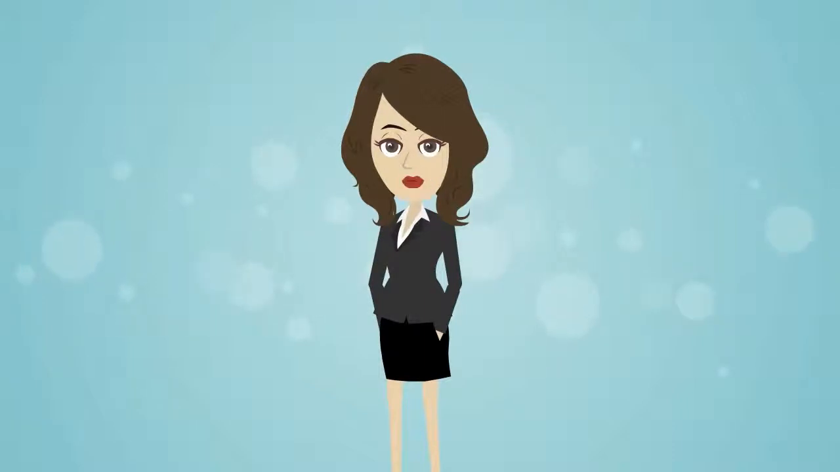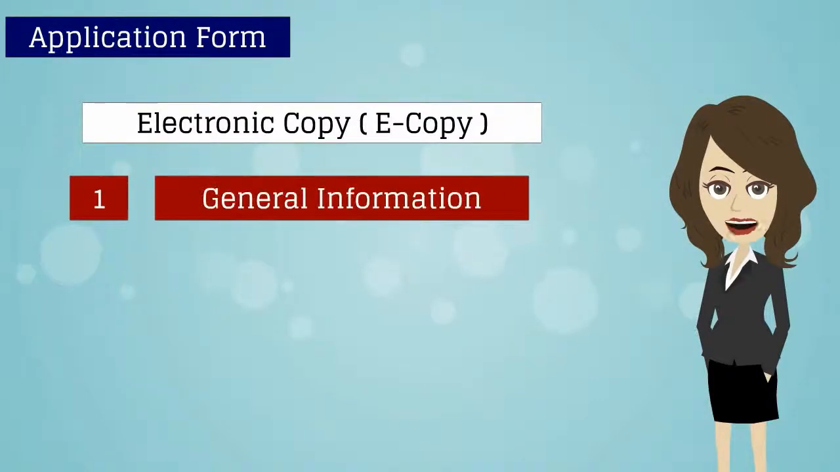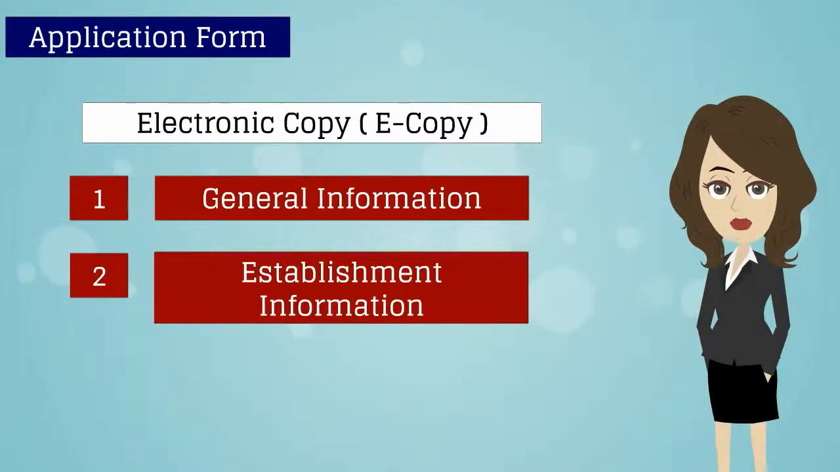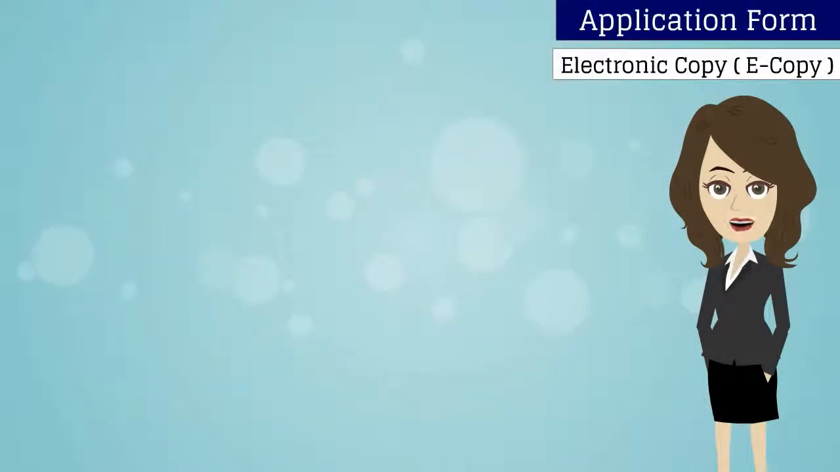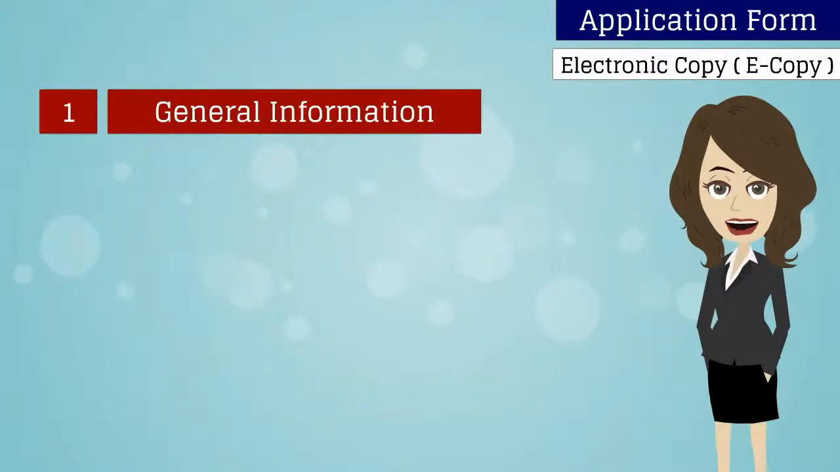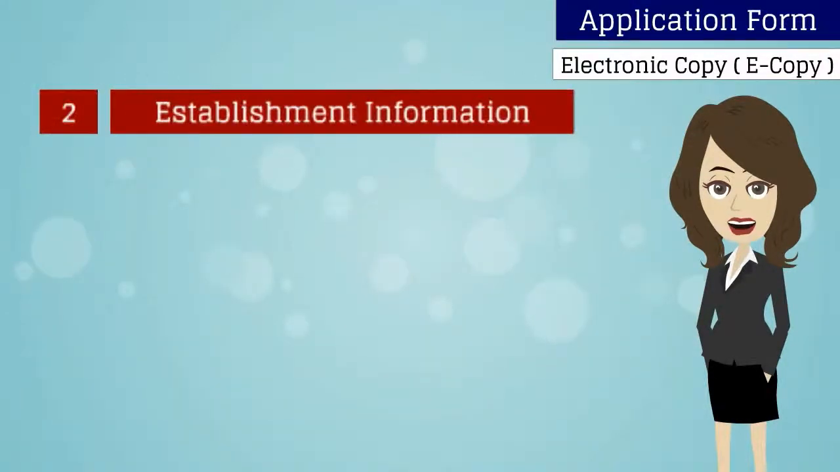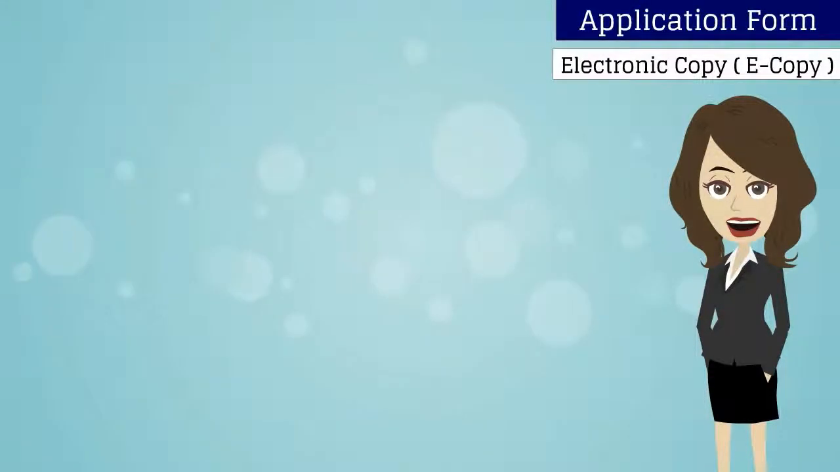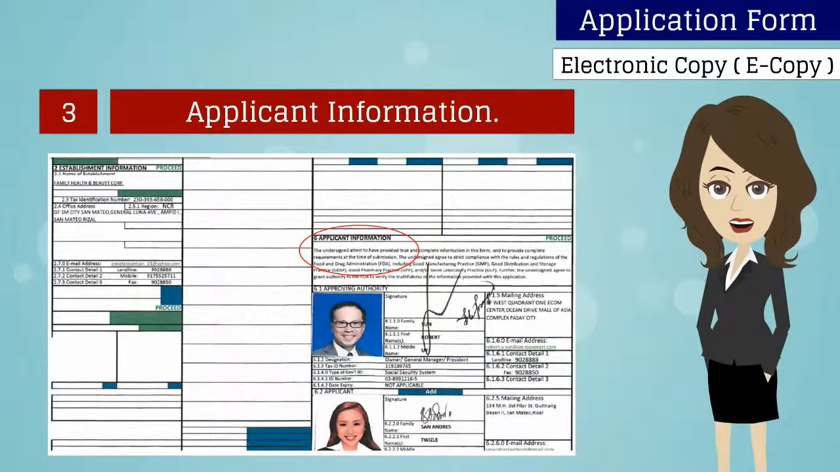Let us start with the application form. The form used in application is an electronic copy. This contains 3 informations: the general, establishment and the applicant informations. This is the example of the form for general information. This is the establishment information portion. And lastly, the third part of the application form is the applicant information.